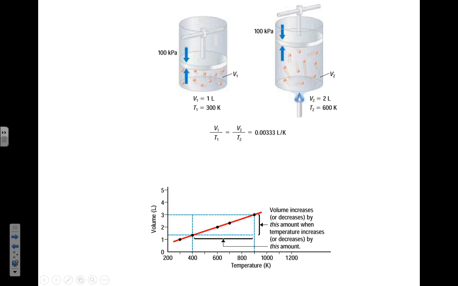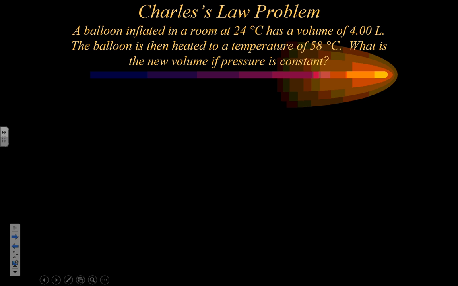So volume versus temperature in Kelvin gave us our linear relationship, and therefore we can mathematically solve problems involving volume and temperature. So example: a balloon inflated in a room at 24 degrees Celsius has a volume of 4.00 liters. The balloon is then heated to a temperature of 58 degrees Celsius. What's the new volume if the pressure is constant? Once again, this is a sealed balloon, so we're assuming the number of moles of gas in the balloon is constant. And now we're dealing with temperatures and volumes.